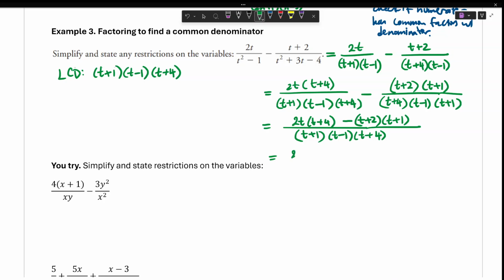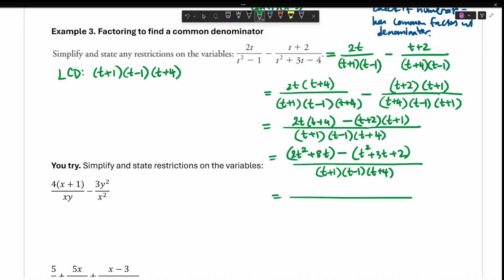So we get 2t squared plus 8t minus, you're going to expand this product to get t squared plus 3t plus 2. The denominator stays the same. And then you're going to subtract the top. Remember when you're subtracting the top that you need to distribute the negatives. So it's minus t squared, minus 3t, and minus 2.